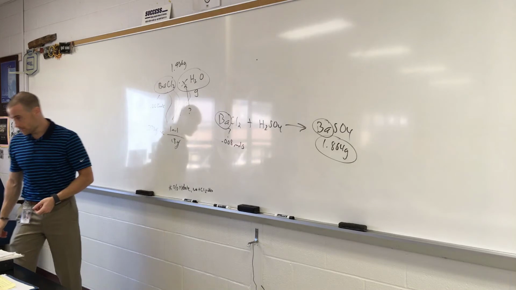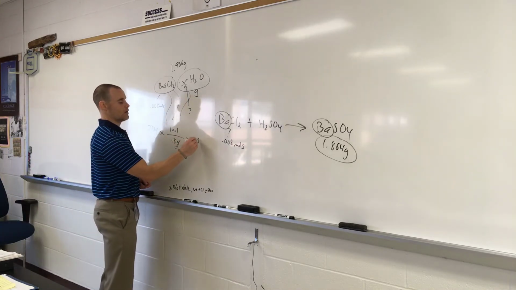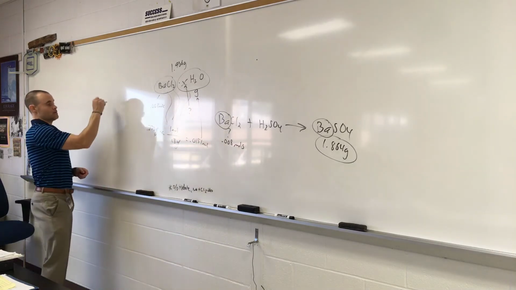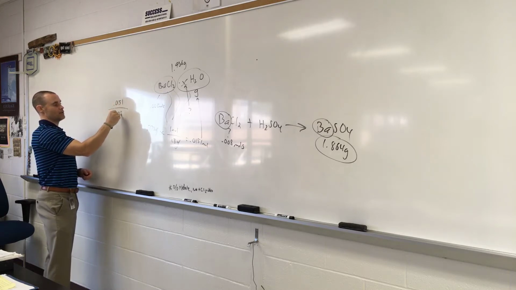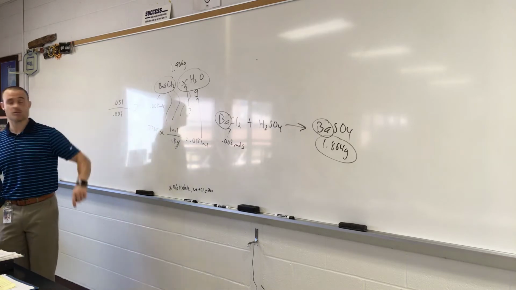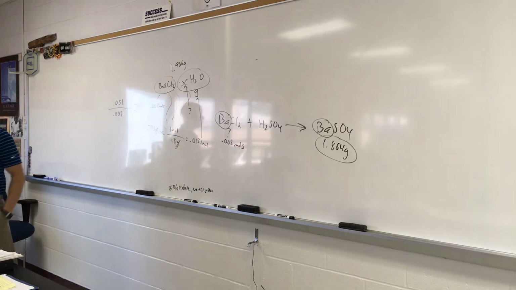So moles of water, 0.0151 moles of H2O. So now it's 0.0151 divided by 0.008, and that should be 2. So that means you have twice as much water as you do BaCl2, and that's how we do this. So the answer is 2.